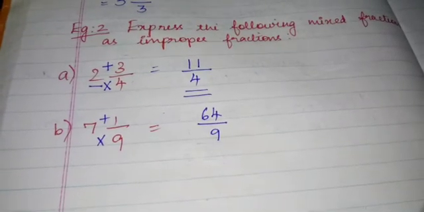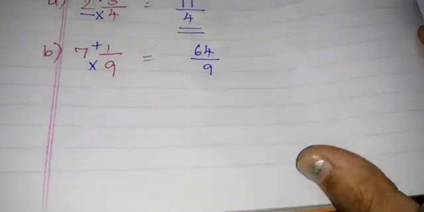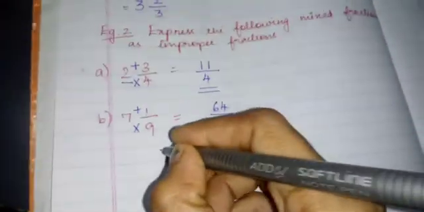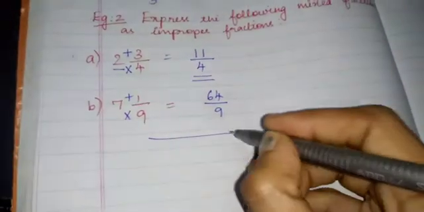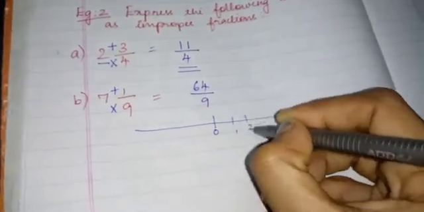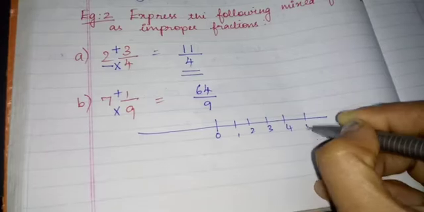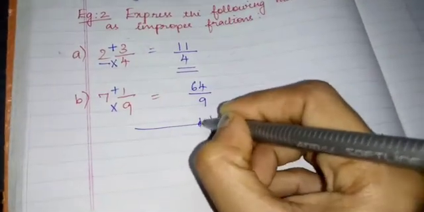Okay. Next, see, I'll explain to you the basic concepts in number lines. See, in natural numbers, how will you write? 0, 1, 2, 3, 4, 5, 6. Okay, like that you will write, right?